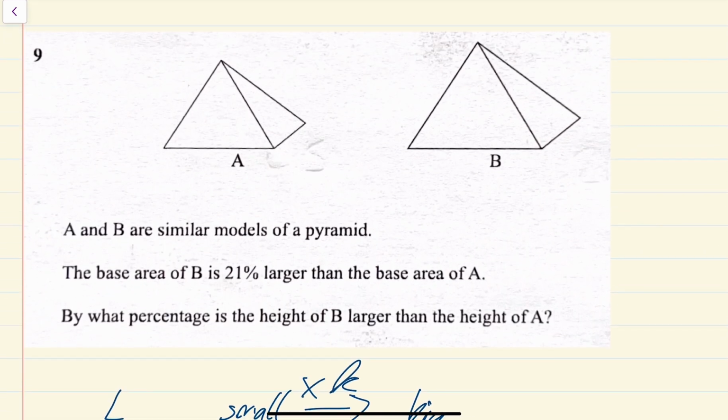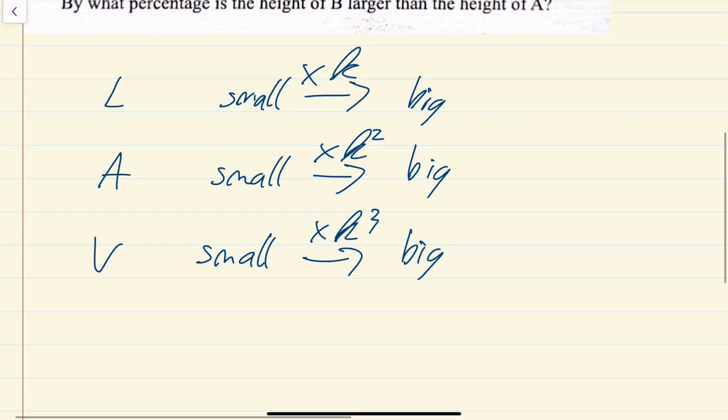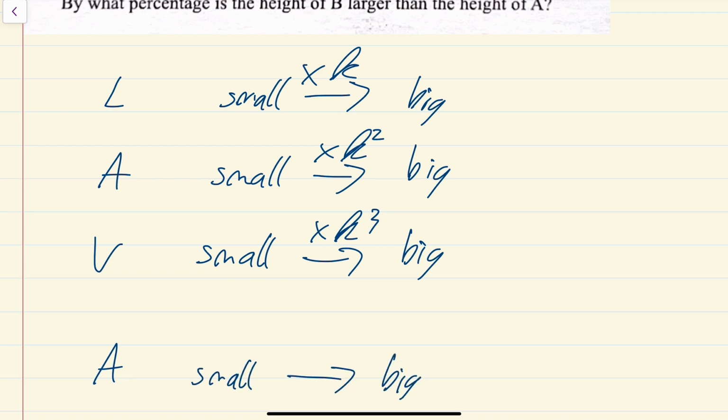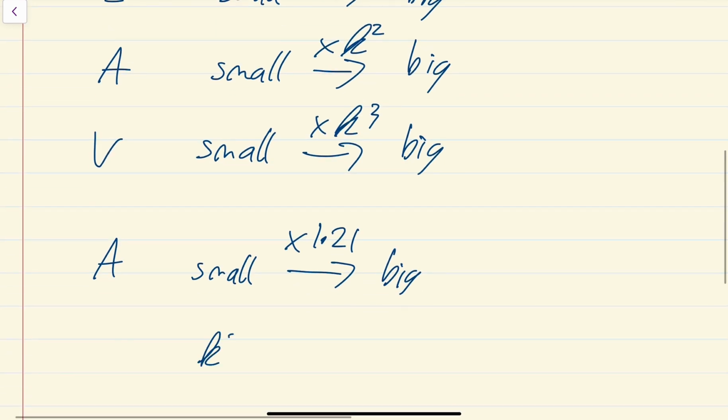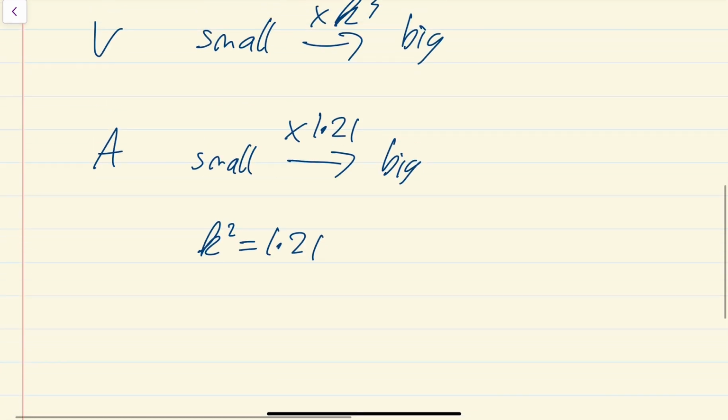So it's the base area of B is 21% larger than the base area of A. So we're to do an area, and to get from your small area to your big area, if it's 21% larger, to increase something by 21%, you would multiply by 1.21. So that means K squared is equal to 1.21. So if you get K squared, you can find K. So it's the square root of 1.21.